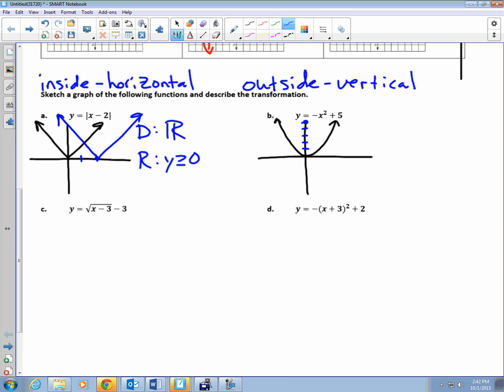Then what do you think the negative in front does? It takes the graph and it flips it upside down. So instead of going up, it goes down. So that's my graph. Domain, all real numbers. But how about y? How about the range?